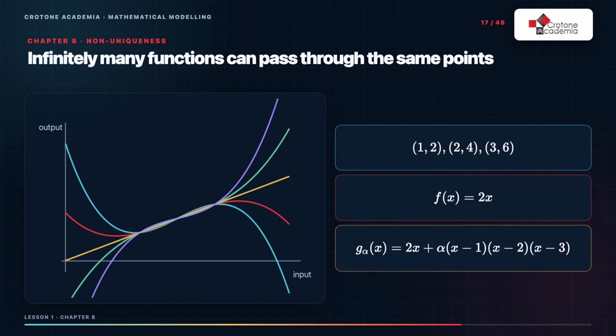This is not a trick. It exposes a fundamental limitation of finite data. Observations constrain a function at recorded locations, but do not uniquely specify its behavior everywhere.